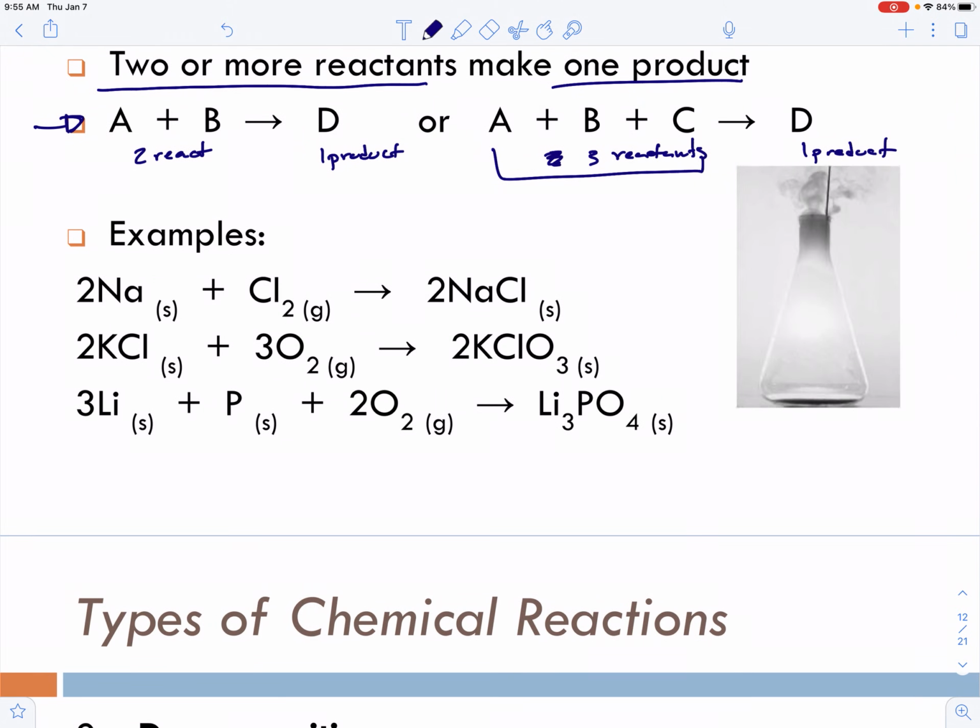I can see that I have multiple reactants here and I'm forming a single product. Again, I've got multiple reactants forming a single product, and in this case, I've got even more, again forming a single product. And so that is what synthesis is. You've just got many reactants forming a single product.